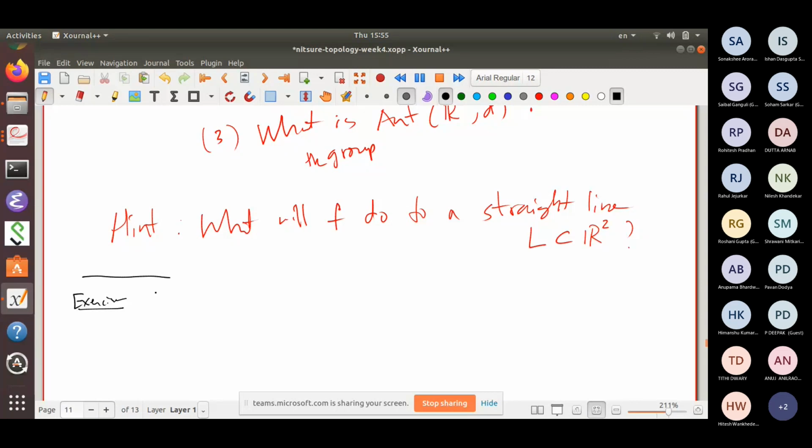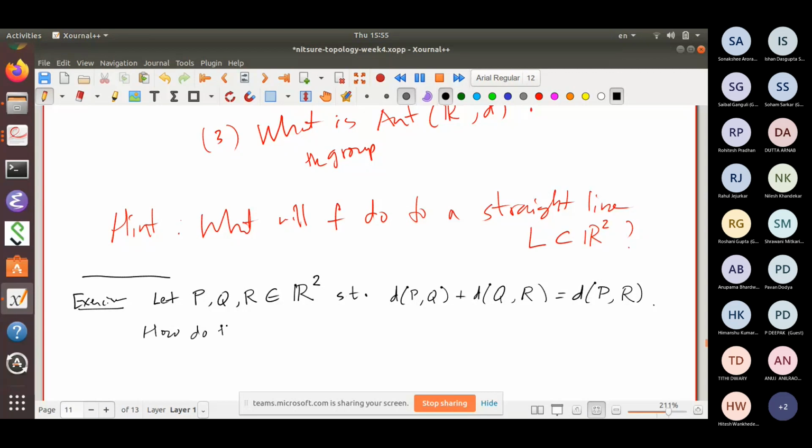Or this is a definition. Let P, Q, R belong to this plane R2 such that dPQ plus dQR equal to dPR. How will such points look? Tell me. Will they look like a triangle?